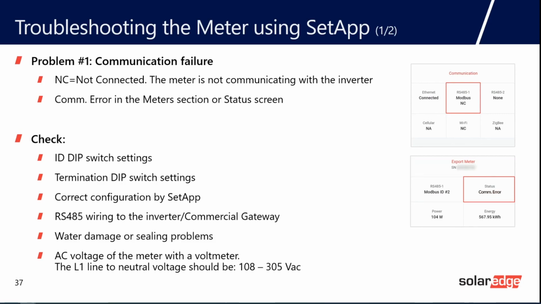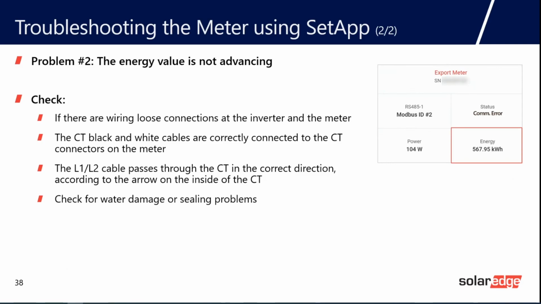Example 2: the energy value is not advancing. If the energy in MWh value displays a steady value even though the site is consuming power, check the following. Are there loose wiring connections at the inverter and the meter? Are the CT black and white cables correctly connected to the CT connectors on the meter? Does the L1, L2 cable pass through the CT in the correct direction, according to the arrow on the inside of the CT? Check for water damage or sealing problems.